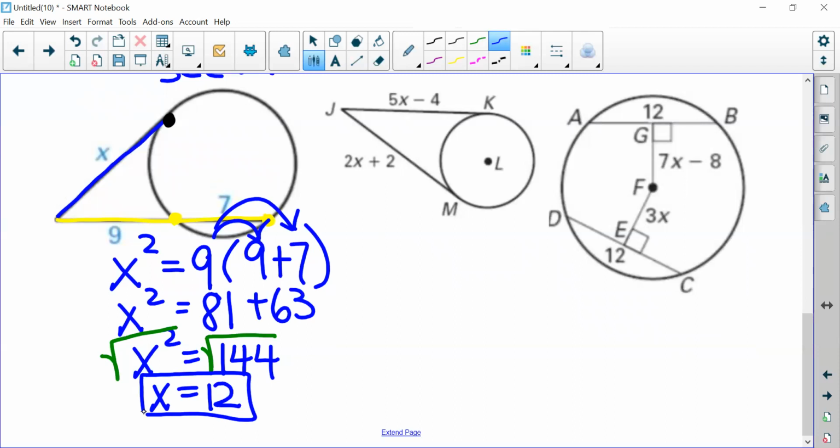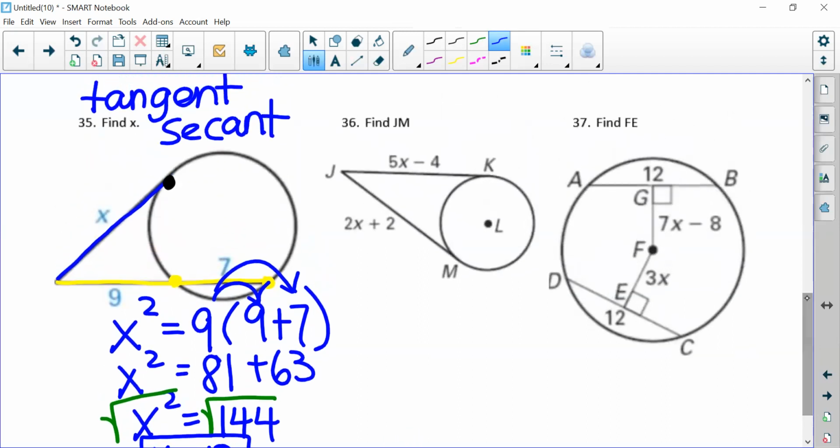Okay. With number 36, they asked us to find the length of JM. Right now, we don't have enough information to find the length of JM. But we do know that JM and JK are both tangents because both of them intersect the circle at exactly 1 point. Here at point K and here at point M, okay?